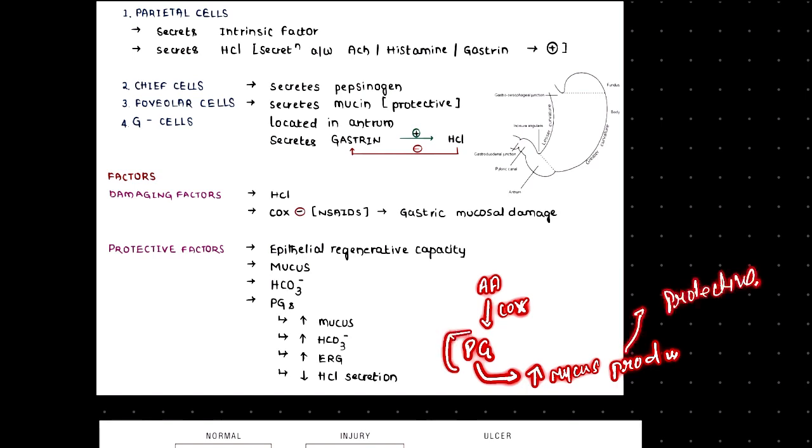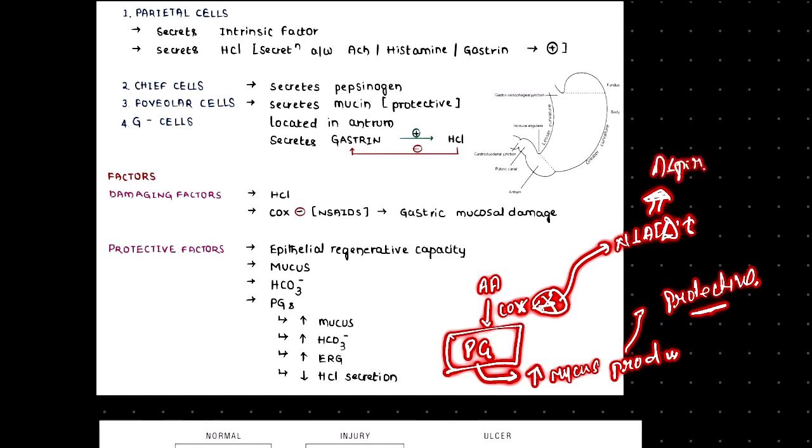Now if these prostaglandins are not produced, or this COX enzyme is inhibited, then our protection will be reduced, and this is done by NSAIDs. One of the most popular NSAIDs is aspirin. So intake of aspirin will increase the risk of inflammation of our gastric region.